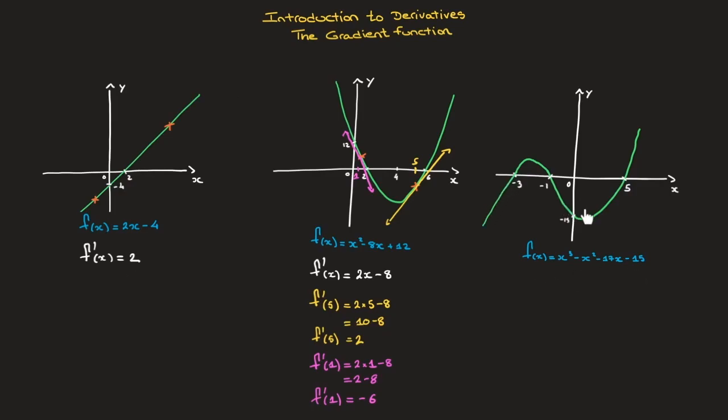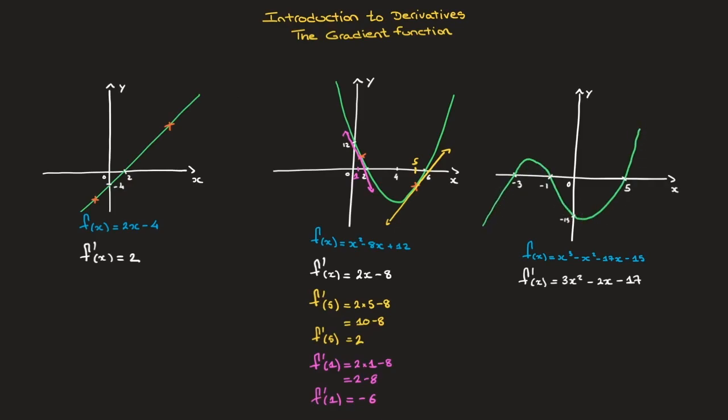Now let me quickly look at this last example. We have this green curve here, and its function is f of x, which equals x cubed minus x squared minus 17x minus 15. And once more, I'll just give you the derivative function, and that would be f dash of x, or f prime of x, equals 3x squared minus 2x minus 17. And again, this derivative function can be thought of as the gradient function for our curve. Using it, we can calculate the gradient of the tangent to this curve at any point along its length.